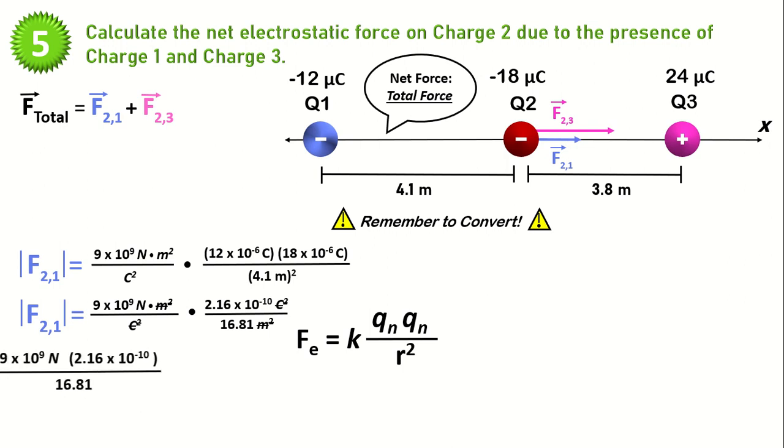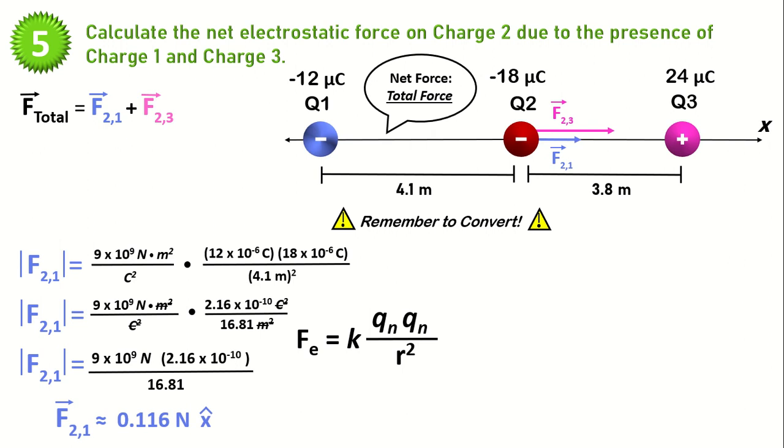So this problem just simplifies to 9 times 10 to the 9 newtons times 2.16 times 10 to the minus 10 all divided by 16.81 is equal to the magnitude of the force on charge 2 due to the presence of charge 1. And equating that in our scientific calculator will yield a value of 0.116 newtons. And that's just the magnitude.